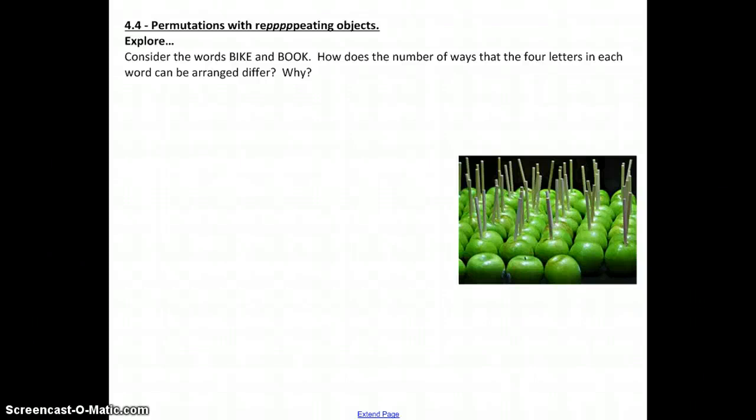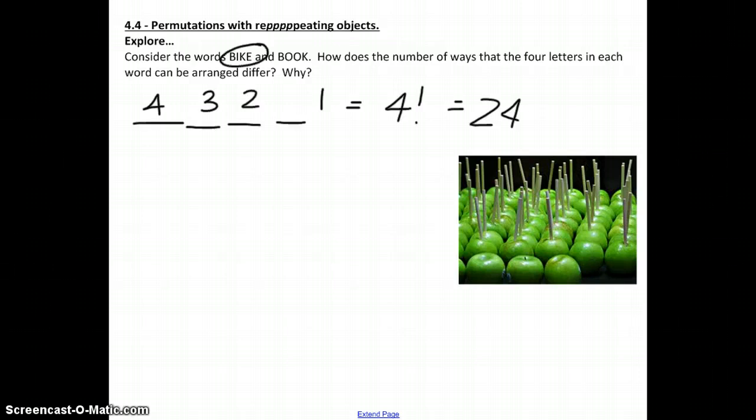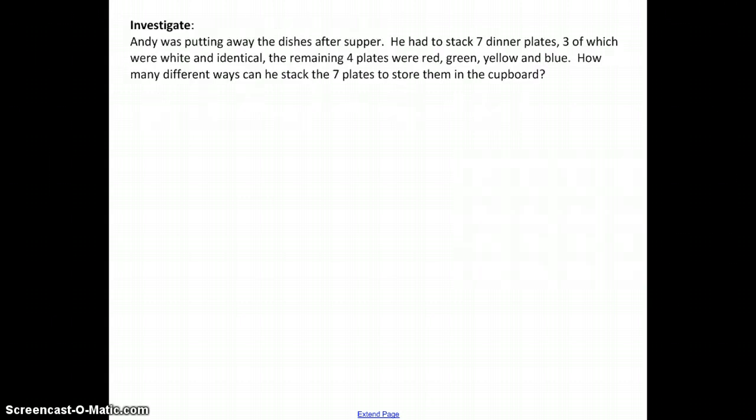4.4 Permutations with repeating objects. Explore. Consider the words bike and book. How does the number of ways that the 4 letters in each word can be arranged differ? Why? So with bike, it's 4 times 3 times 2 times 1, which is 4 factorial ways. But with book, since there's these 2 repeating O's, it's going to be less than the number of ways for bike. So let's figure out our formula.